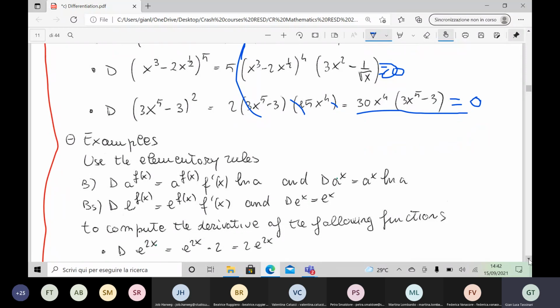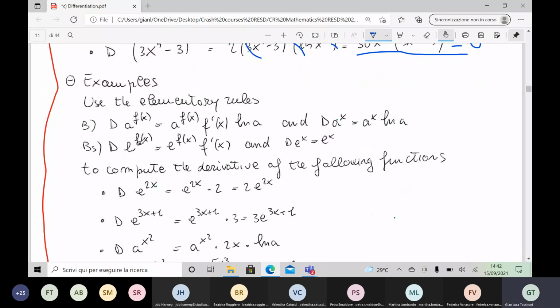Now we are going to apply these rules, guys, which were rule B, BS, special, etc., to compute the derivative of the following function. Then, don't look at these signs, they start automatically sometimes. I did nothing. Okay. So suppose you have to compute the derivative of e to the power 2x.